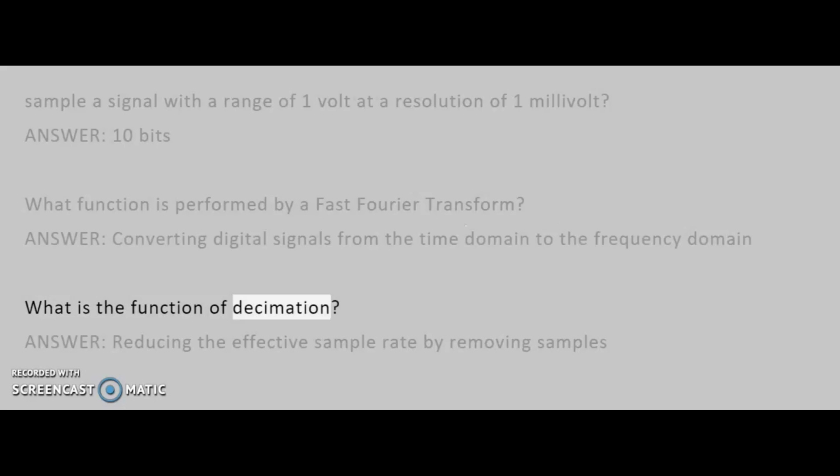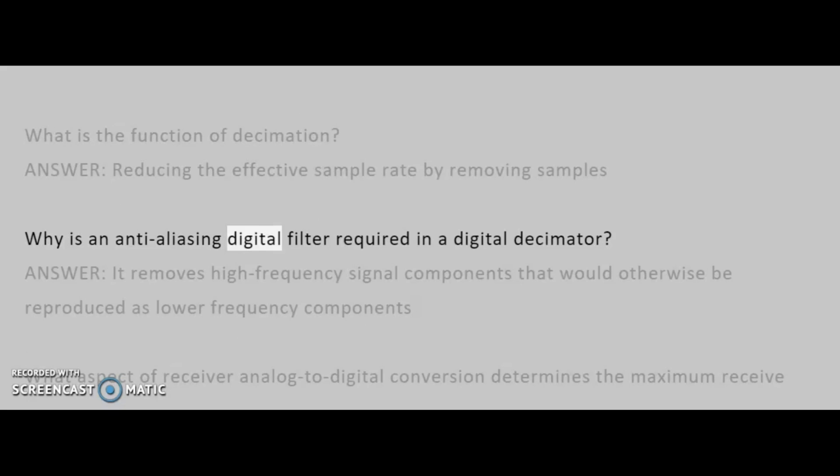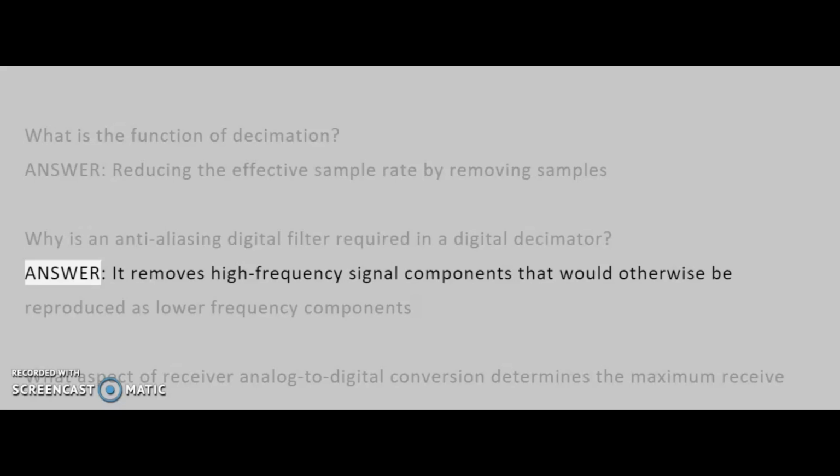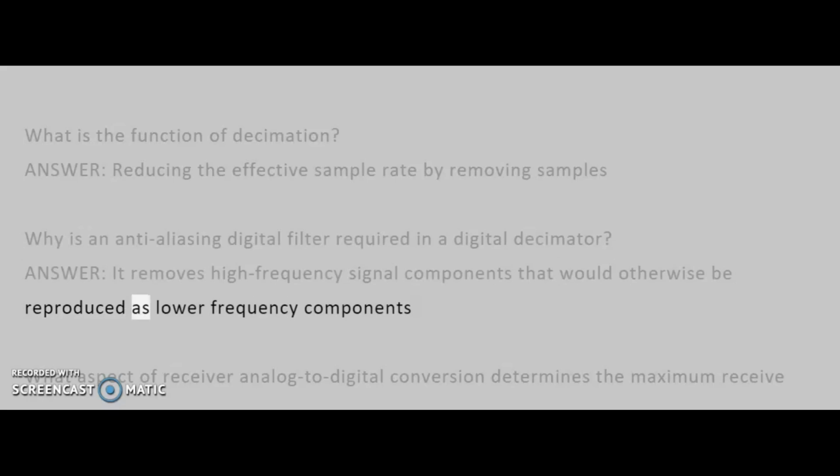What is the function of decimation? Answer: reducing the effective sample rate by removing samples. Why is an anti-aliasing digital filter required in a digital decimator? Answer: it removes high-frequency signal components that would otherwise be reproduced as lower-frequency components.